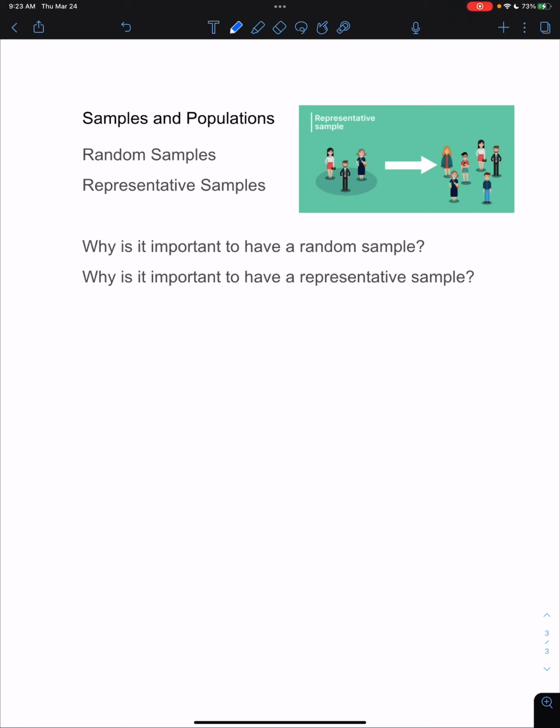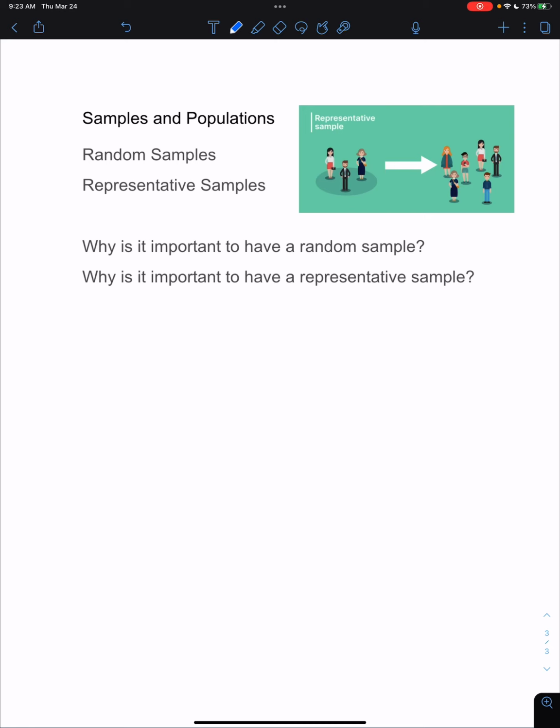And the important part here is that we want our sample, it's a smaller subsection of our total population. We want our sample to be representative of our population. And we do that in a couple of different ways.